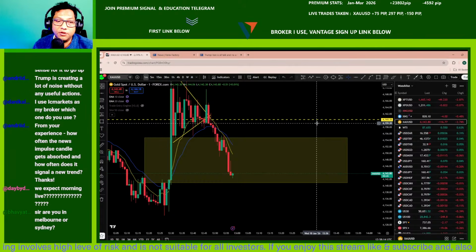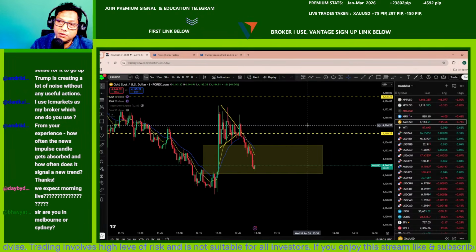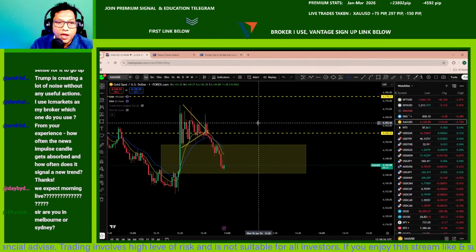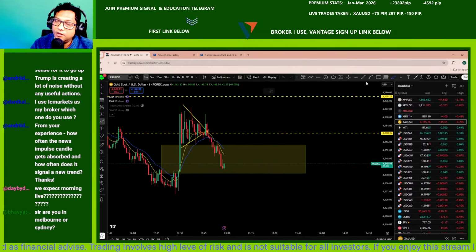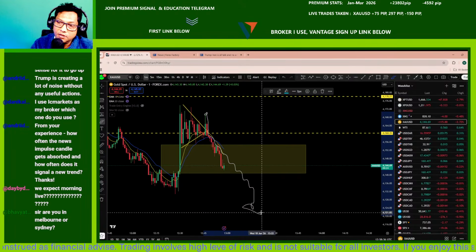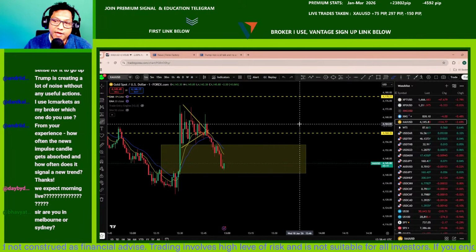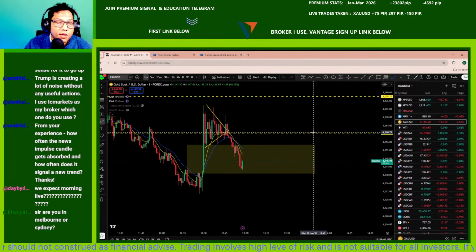Sorry, in Sydney or Melbourne, I'm in Melbourne. So if you look at that overall, you see that this is a trend line, and from here the market has dropped and is maintaining that downtrend back below. So more often the news candle reverses, right?